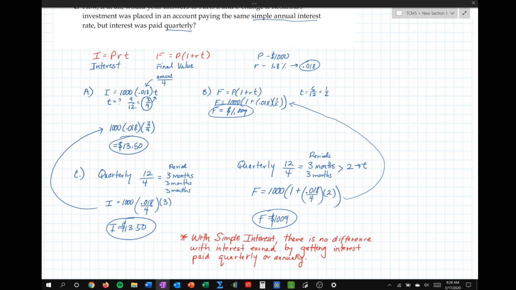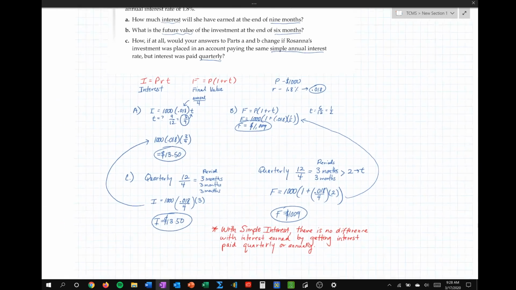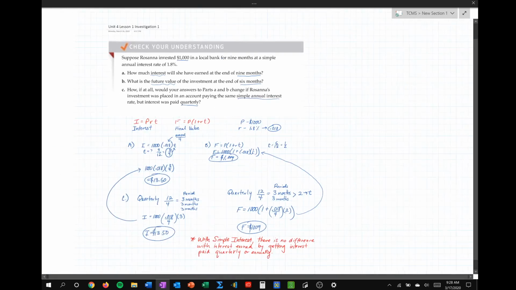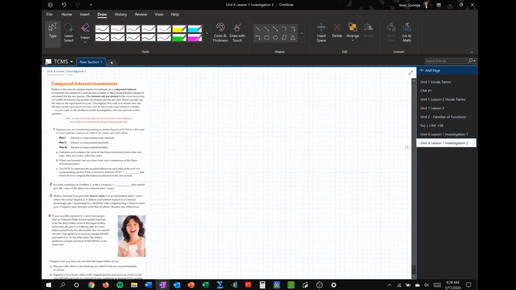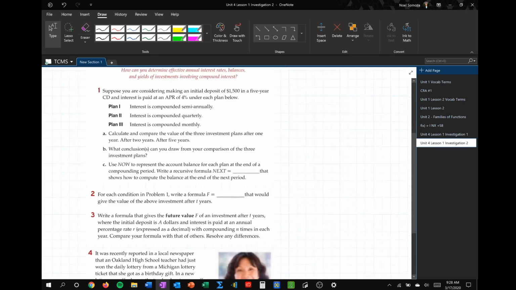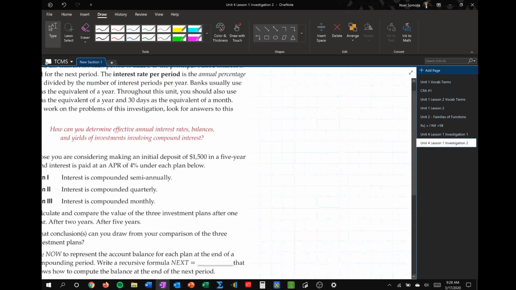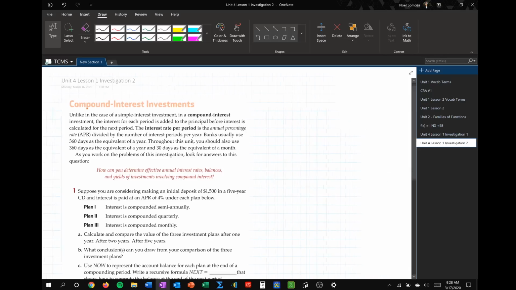All right. Okay, so I'm going to go ahead and move on to the beginning of the next investigation. This was investigation number 1, just finishing up the CYU. So the next section is the compound interest investments.